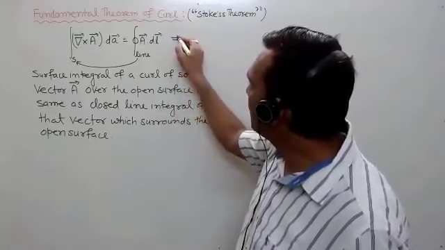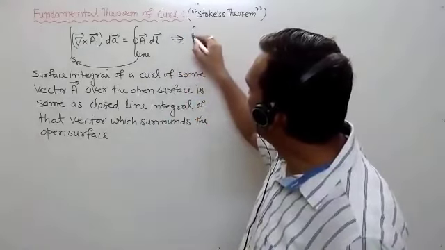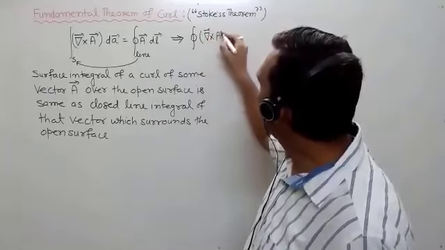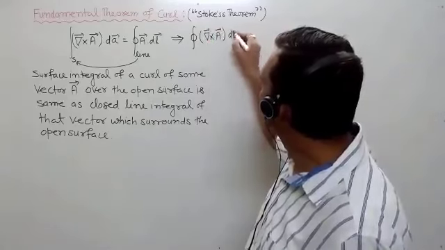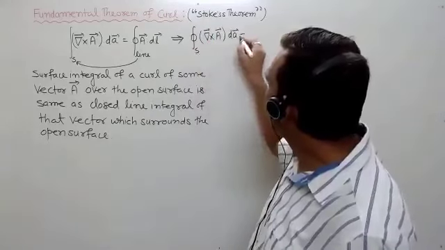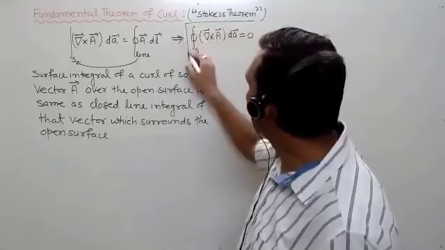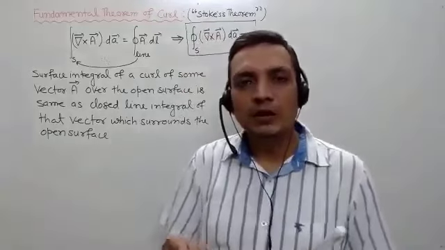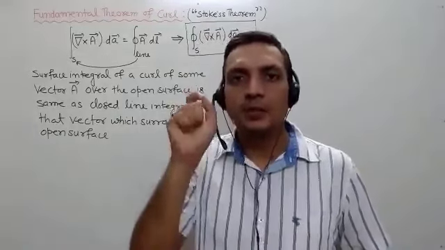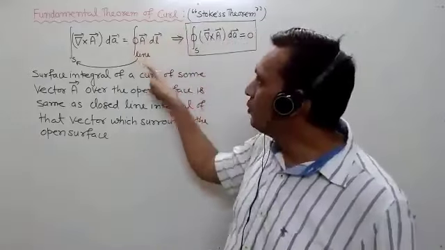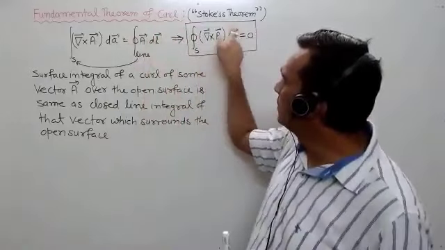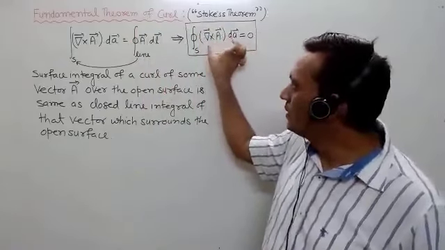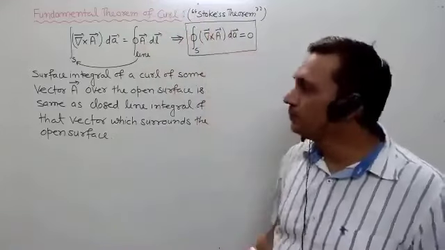Now, if the surface is closed, what will happen? What will be the closed surface integral of del cross A dot dA? What will be this value? This is always 0. Whenever you have a closed surface, there will be no closed line. So the closed line is like a point. So that's why the contribution from this term will be 0. So the closed surface integral of the curl of A is always 0. You have to remember this result according to Stokes theorem.